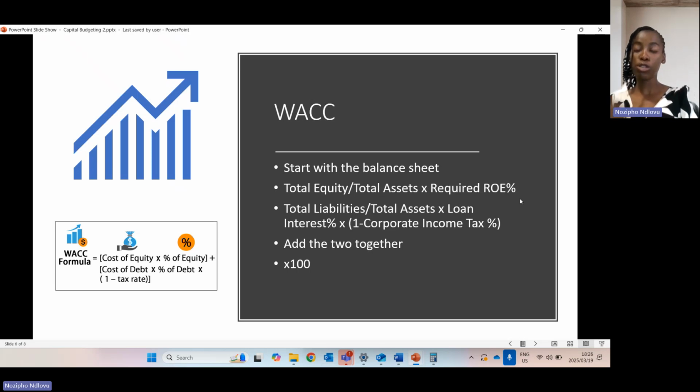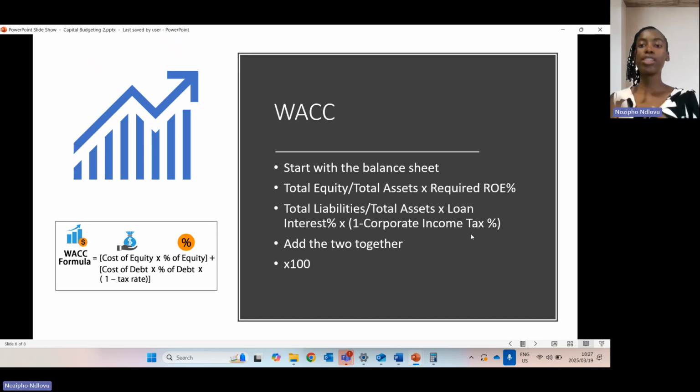We have the ROE, which is the percentage that is attached to the equity. Then for the liabilities, which is our debt, you are going to divide that by the total assets, which is going to be your liabilities and your equity, and you multiply that by the loan interest. Like I was making an example of ABSA. If you get a loan and they tell you that they will charge you 10%, that will be the loan interest that you need to put in there.